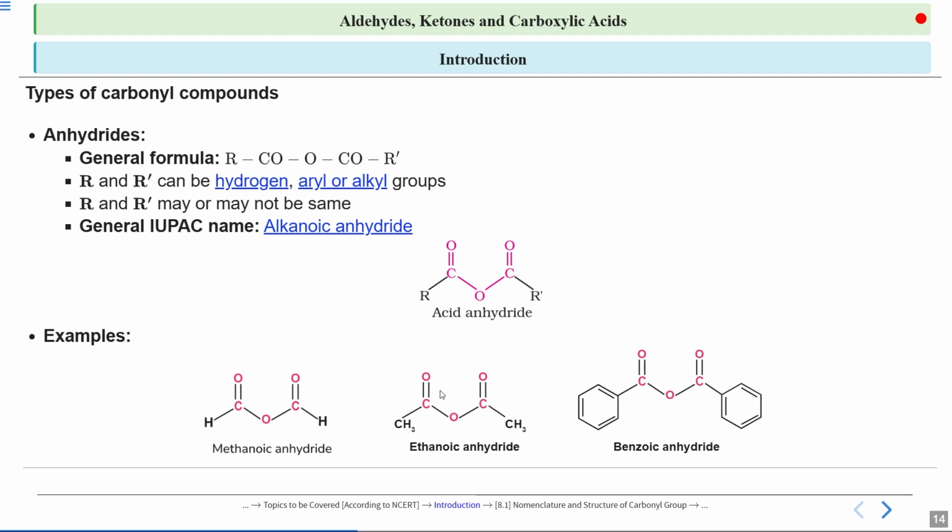So these were the different types of carbonyl compounds which we discussed, like aldehydes, ketones, carboxylic acids, acid halides, anhydrides, and esters. So you should know how each one of them looks like, okay, and what the general IUPAC names of all these types of carbonyl compounds are.